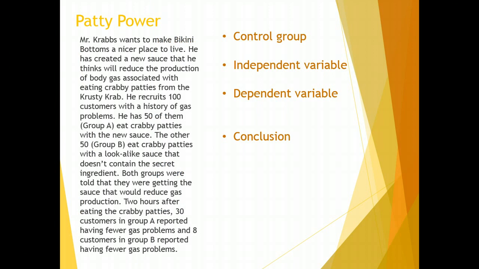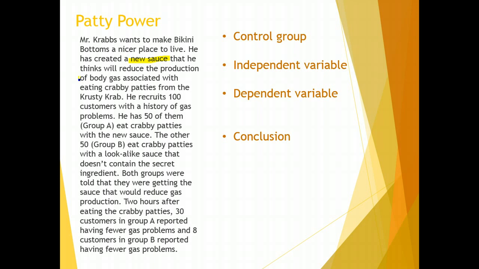Let's take a look at our first example. In this example called Patty Power, we will be looking at the control group, the independent variable, the dependent variable, and we'll be trying to figure out what Mr. Krabs' conclusion should be. Let's go over what Mr. Krabs has done. As we read through the example, I'm going to highlight some information that will be important to us later. Mr. Krabs wants to make Bikini Bottoms a nicer place to live. He has created a new sauce that he thinks will reduce the production of body gas associated with eating Krabby Patties from the Krusty Krab.